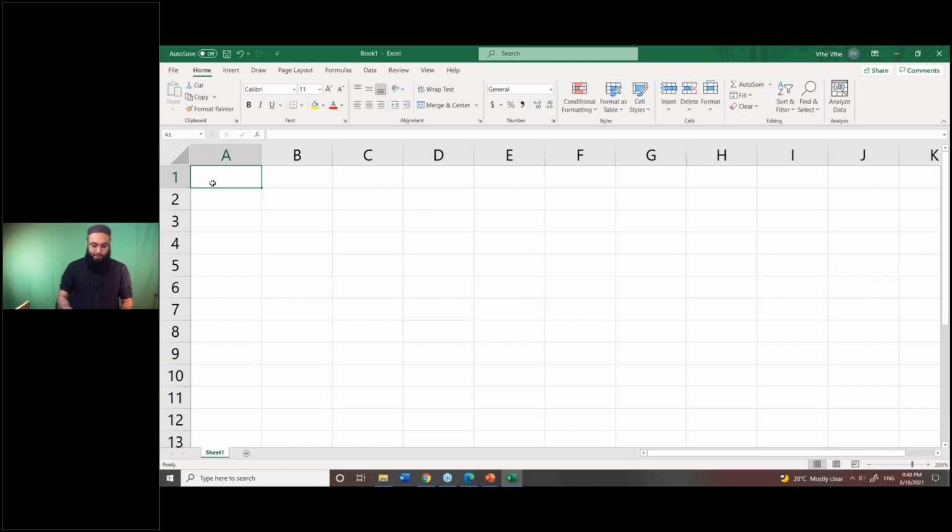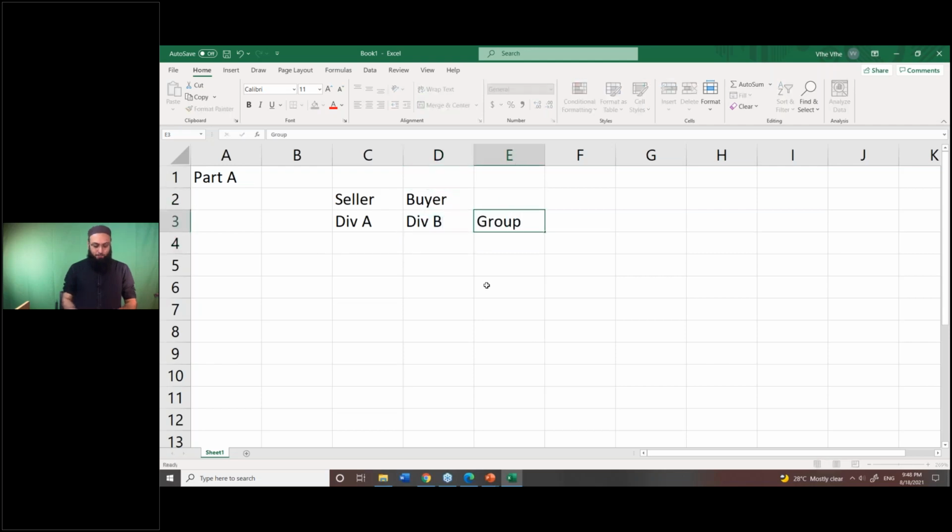Okay, let's start. Part A. Now, seller. Who is the seller and who is the buyer? So let's prepare for seller and then the buyer and then group. So seller is division A and buyer is division B and then group.